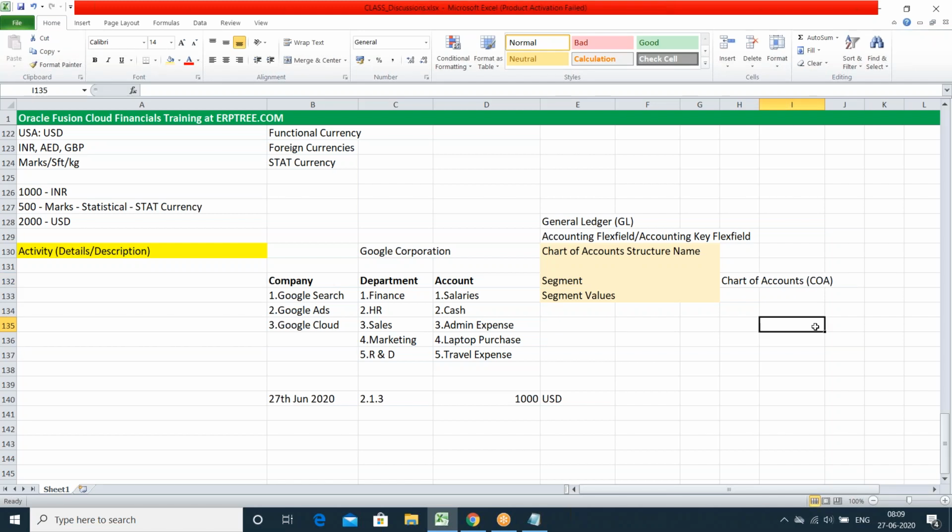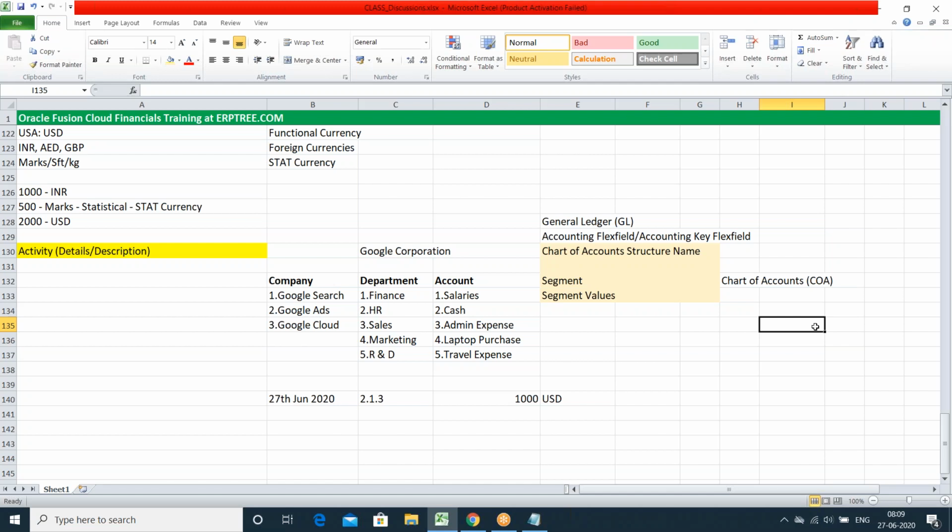So to maintain all your company's departments' accounts related to some enterprise or organization, what we have to do in the system, we have to create the chart of accounts, COA. How do you create the chart of accounts? First we have to give the chart of account structure name. It's nothing but the enterprise name.